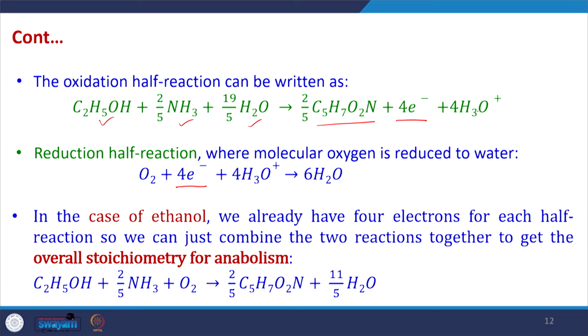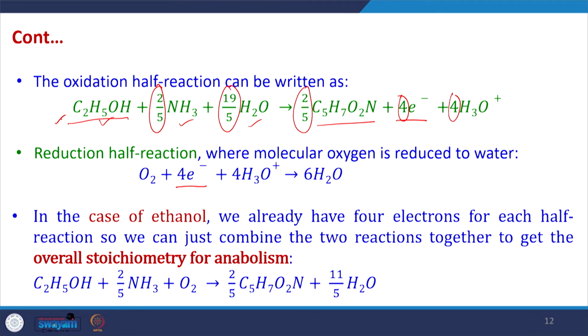So, if we write this equation, we can balance this, and the coefficients are written here: 2 by 5, 19 by 5, 2 by 5 and 4. This we do by keeping the value of the stoichiometric coefficient of ethanol as 1. So, this is one of the key compounds we are understanding. So, we are keeping the stoichiometric coefficient 1 here.